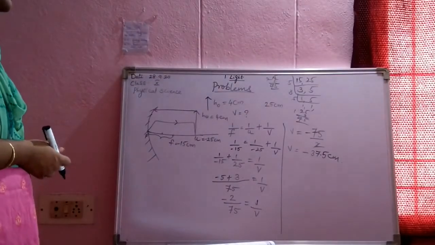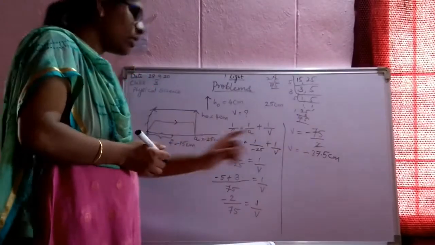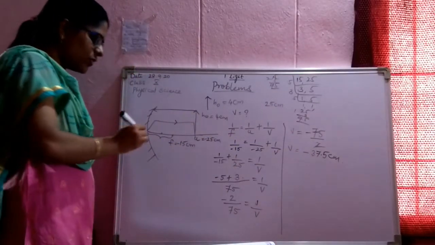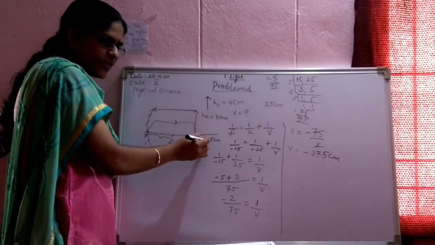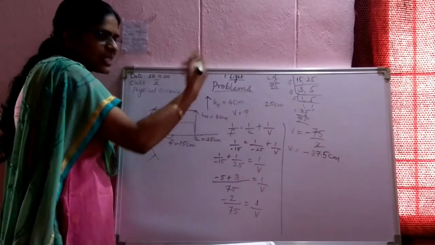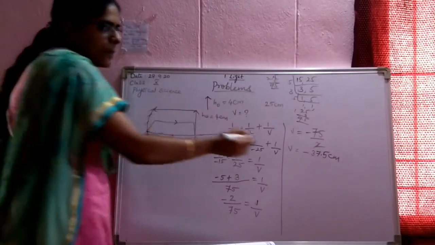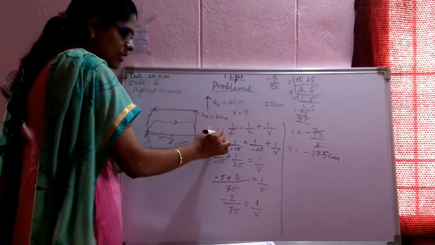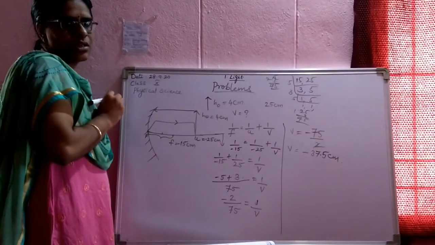Look here. V is a negative value. What does the minus mean? The object is at 25 centimeters and V is 37.5, which means that after the object you will be getting the image. Minus indicates that somewhere here you will be getting an image.